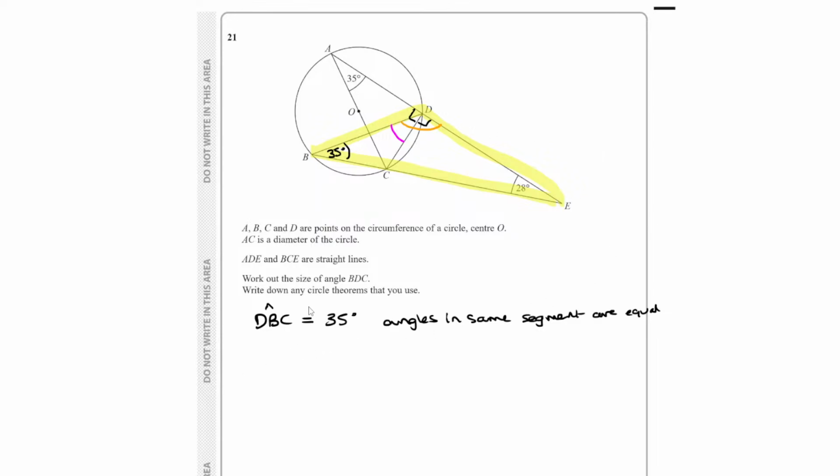So what I would say is BDE, the whole of that angle, is 180 minus 35 plus 28. That's just angles in a triangle, so I don't think I need to write down a reason for that, because they said mention circle theorems. That's not a circle theorem, so I didn't write that one down.